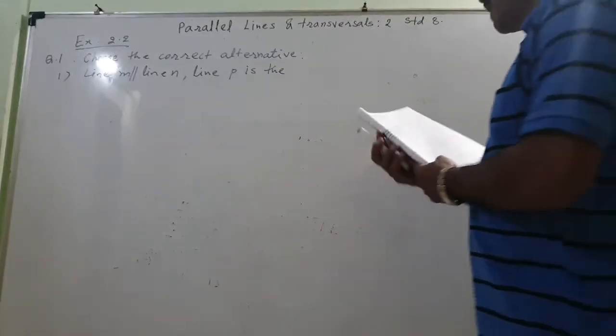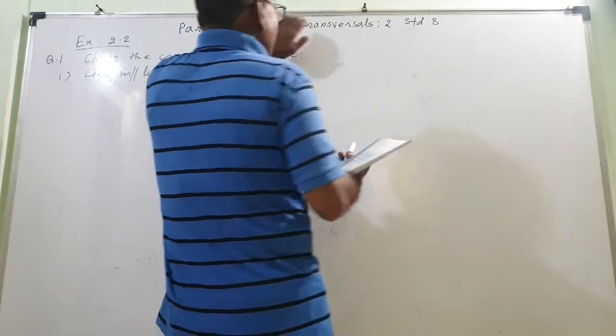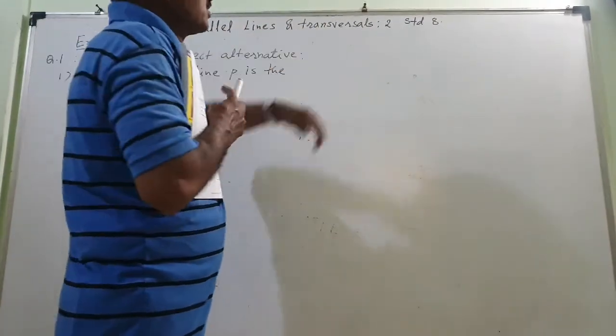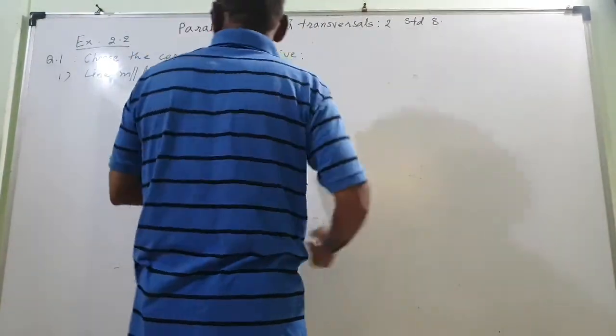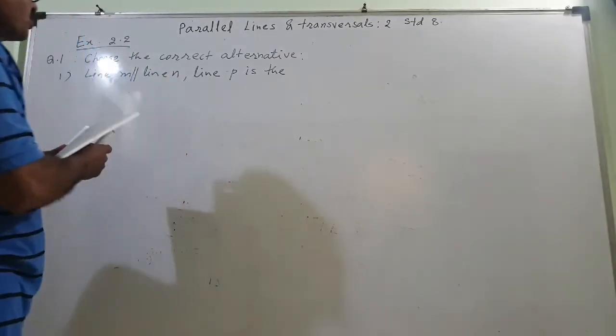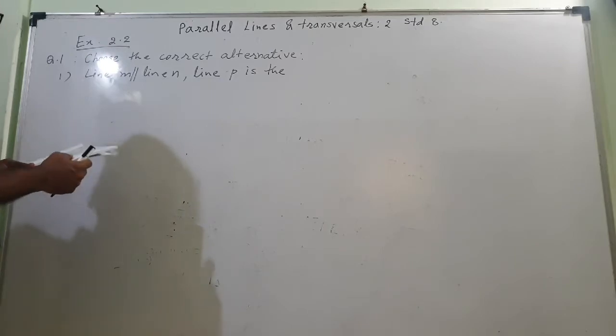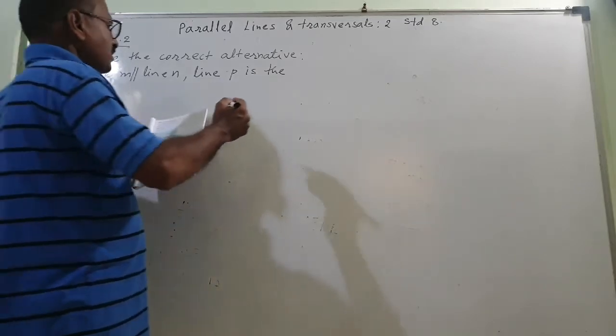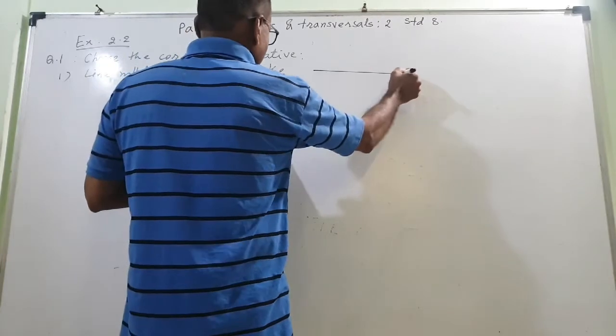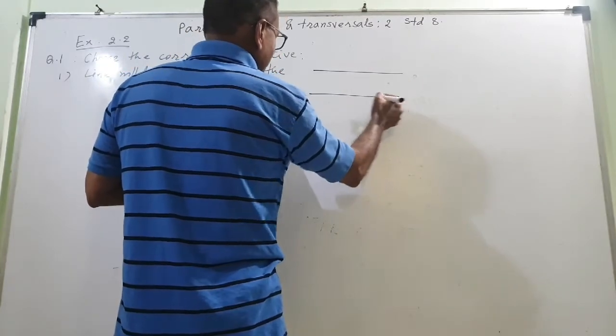So standard 8, we are in parallel lines and transversals. This is lecture number 2, exercise 2.2, question 1. Choose the correct alternative. So the figure is given here. I will complete that figure.